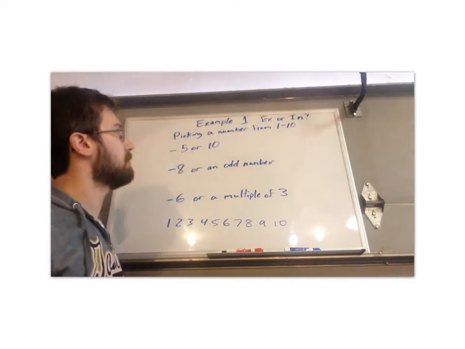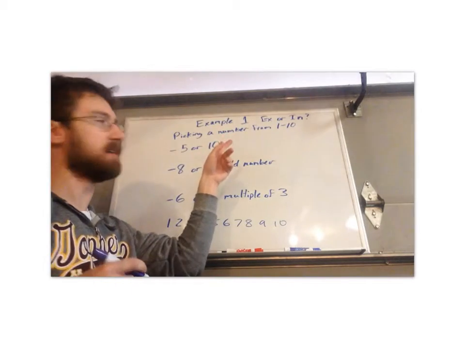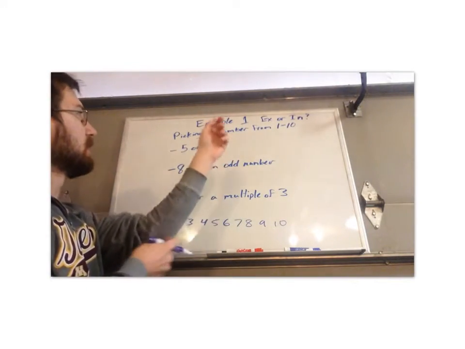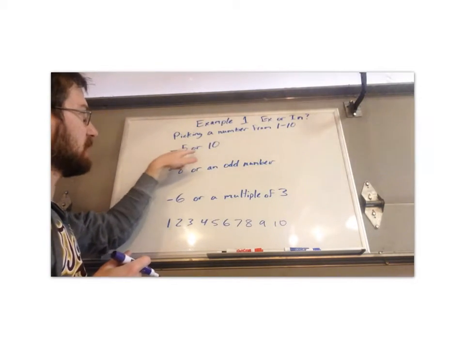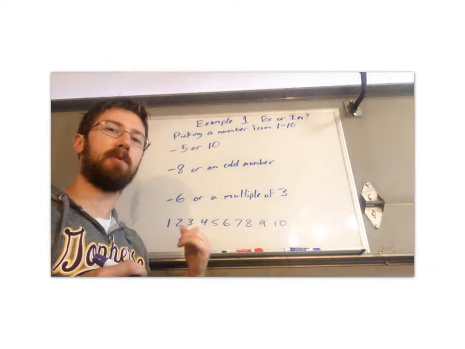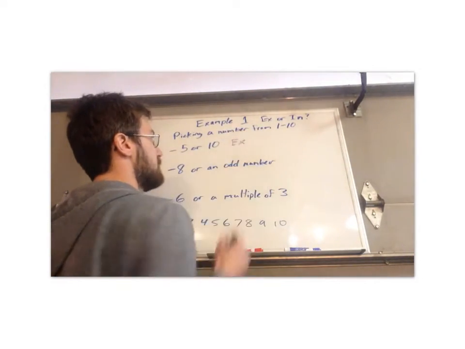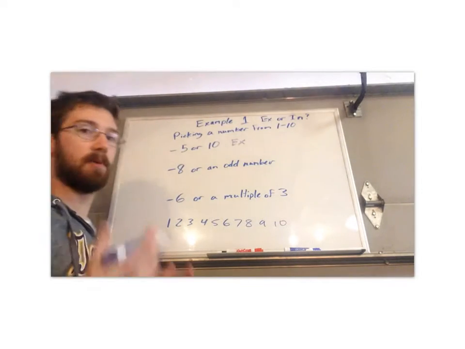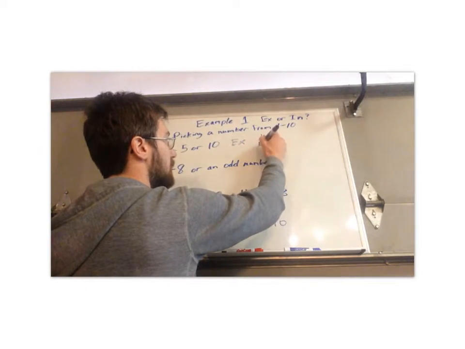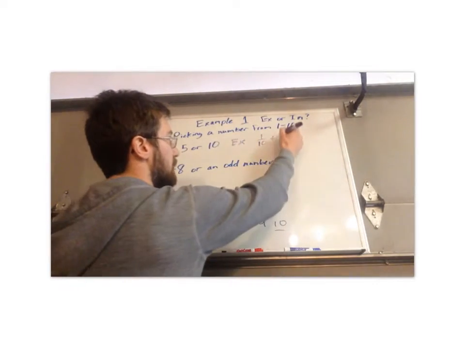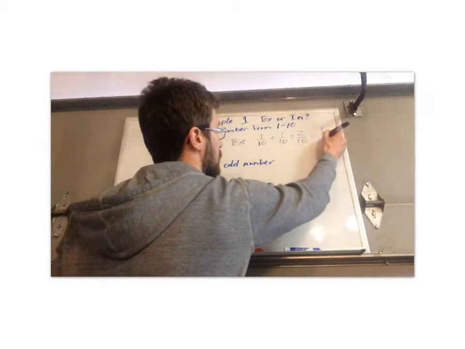All right, so our first example: are these exclusive or inclusive, and then what is the probability? So we're picking a number from 1 through 10, and we've got 3 scenarios. One is picking a 5 or a 10. It can't be both a 5 and a 10 at the same time, so this is exclusive. That's mutually exclusive. And then what's the probability? Well, we've got 1 out of 10 for the 5, plus 1 out of 10 for the 10. That's 2 out of 10, which reduces to 1 out of 5.